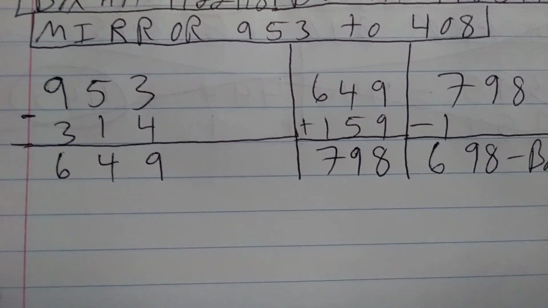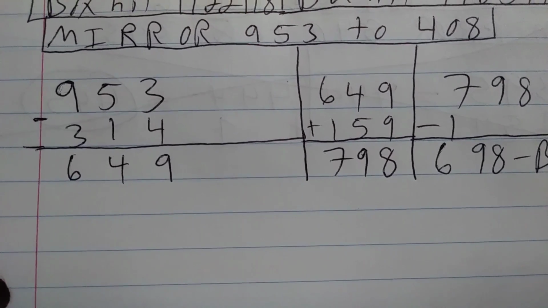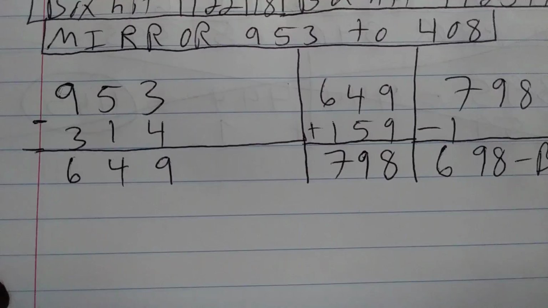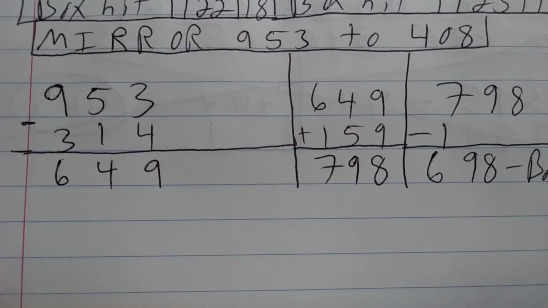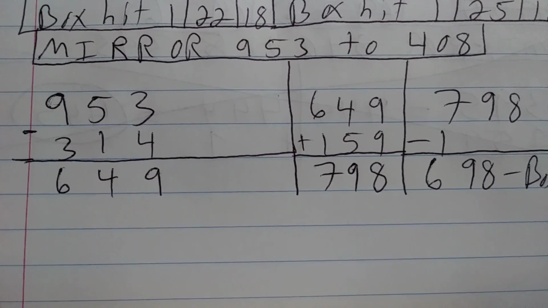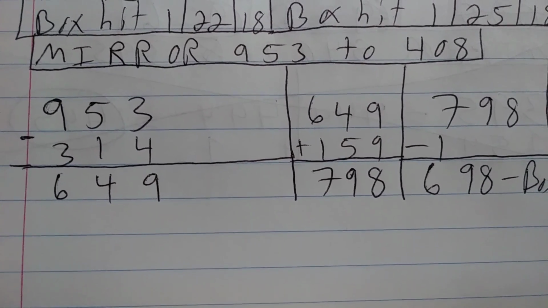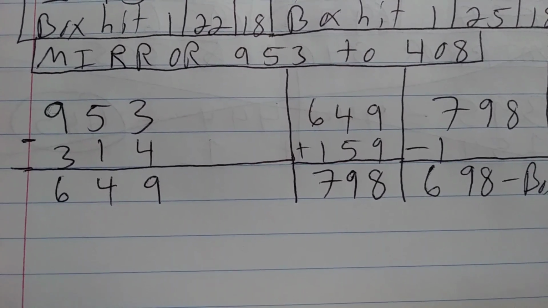953 minus 314, so 9 minus 3 is 6. 5 minus 1 is 4, and then 13 minus 4 is 9, so 649. You're going to add 159, so 6 plus 1 is 7, 4 plus 5 is 9, and then 9 plus 9 is 8, so 798.